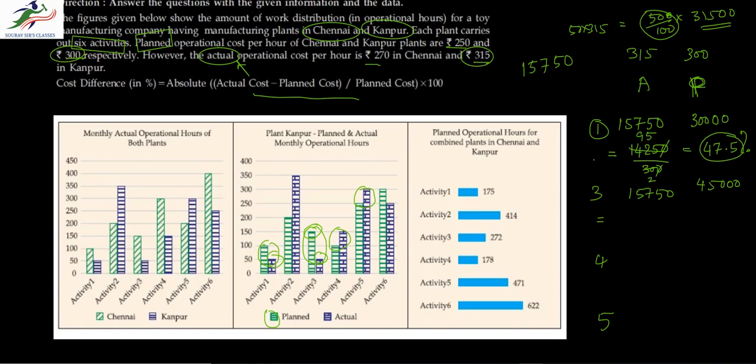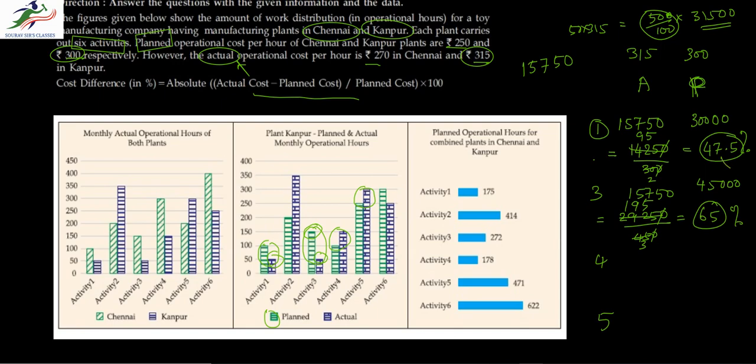So this becomes 29,250 over 450. That is equal to, this one again goes with 15. So 15 1 is 15, 15 2 is 9 times, and 75 is 5. So 195 by 3, that is equal to 65%. So this is for activity 3.